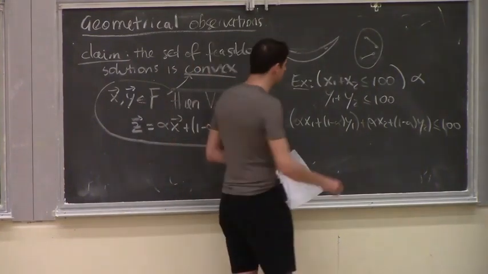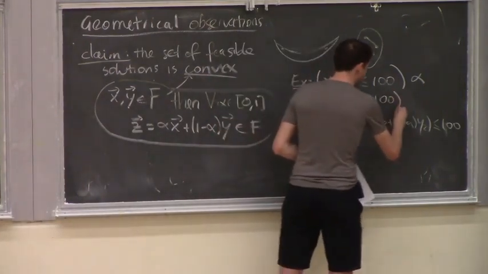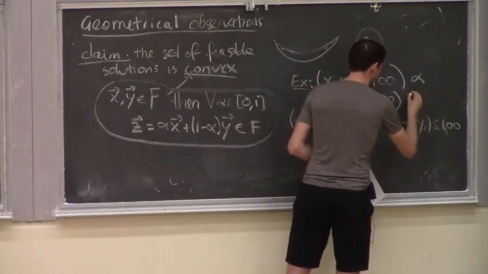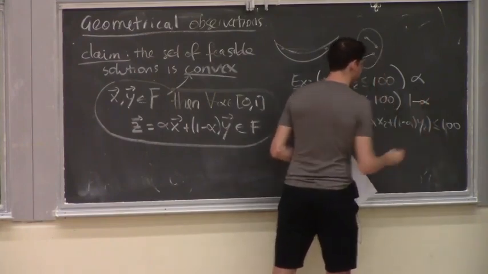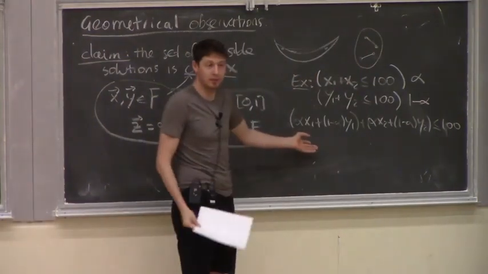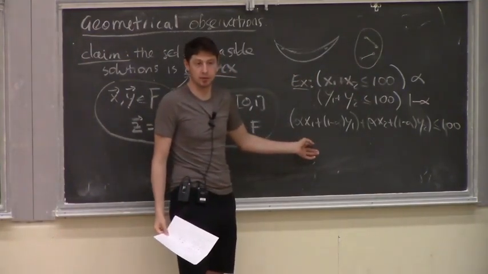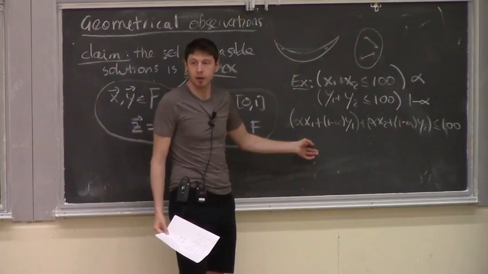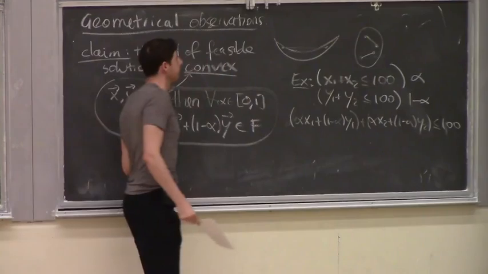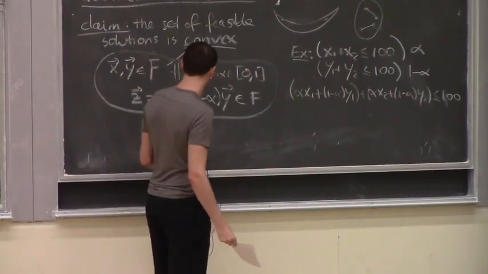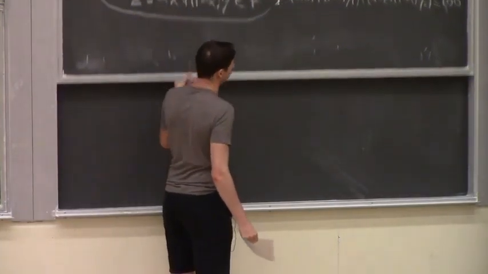I can also multiply this one by 1 minus alpha. I'm going to add them up, and I get precisely this thing. Okay? Alright, so this is just an example, but in general, let me do it up here.